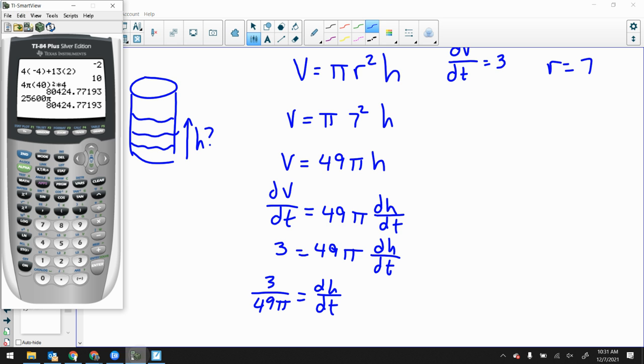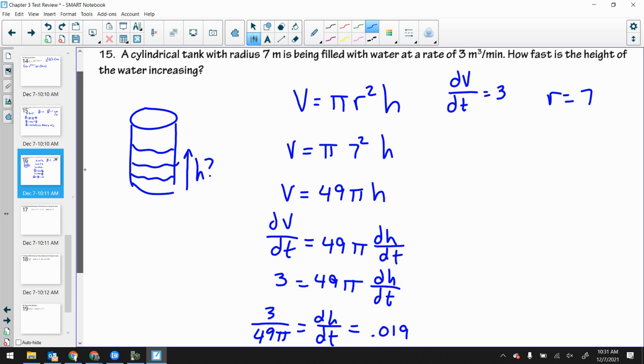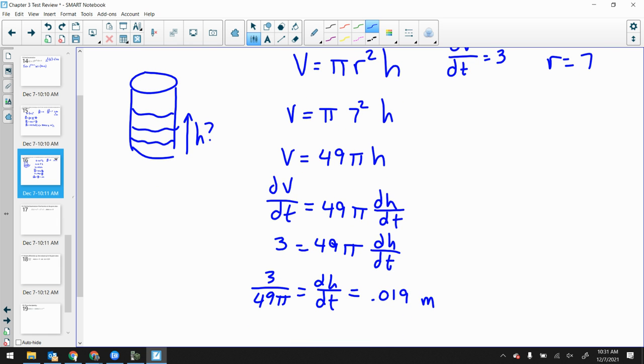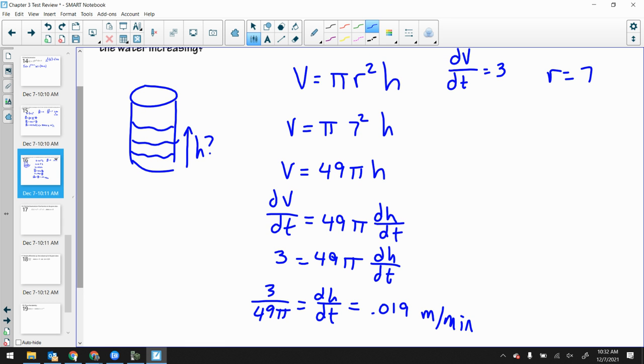Let's see what that actually comes out to be. 3 divided by 49 pi is 0.019. Height is in terms of meters. And I believe it said meters per minute, not meters per second. Yeah, meters per minute. So every minute, the height is increasing at about 0.02 meters. About 2 centimeters per minute.